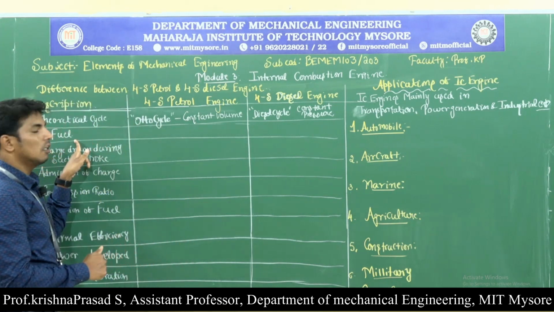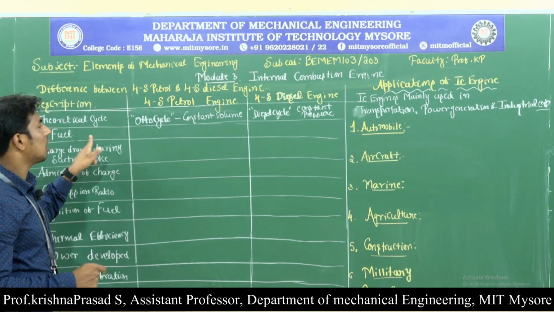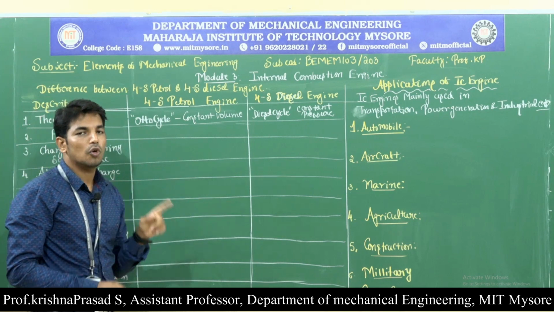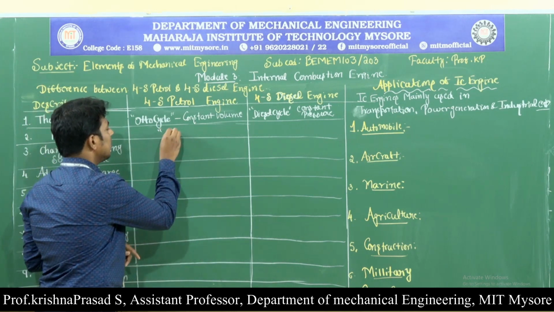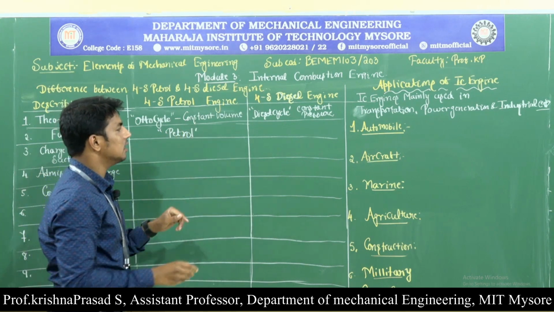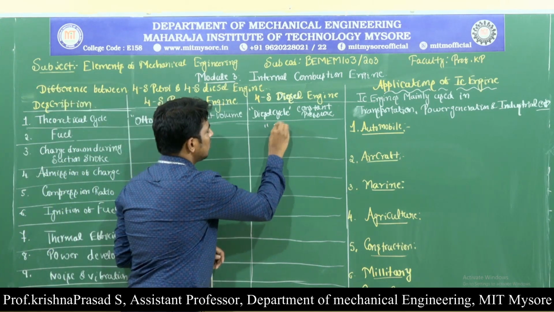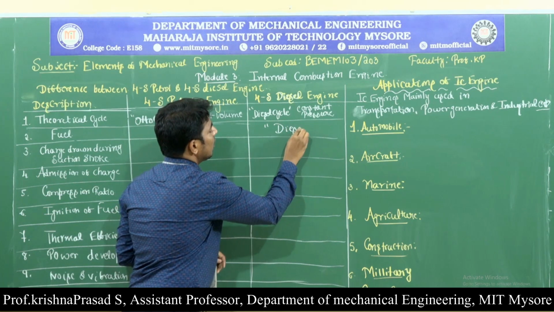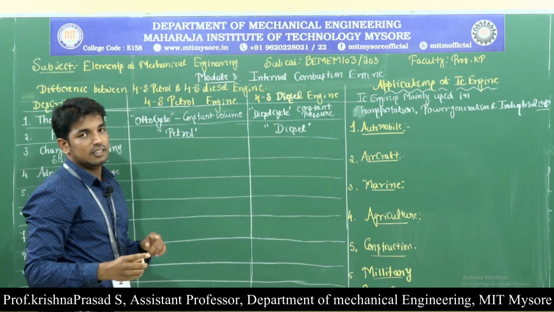Second one, the type of fuel used. The type of fuel used in the case of the 4-stroke petrol engine, the name itself is saying, is petrol, but in the case of the diesel engine, the type of fuel used is diesel. So this is regarding the second one.